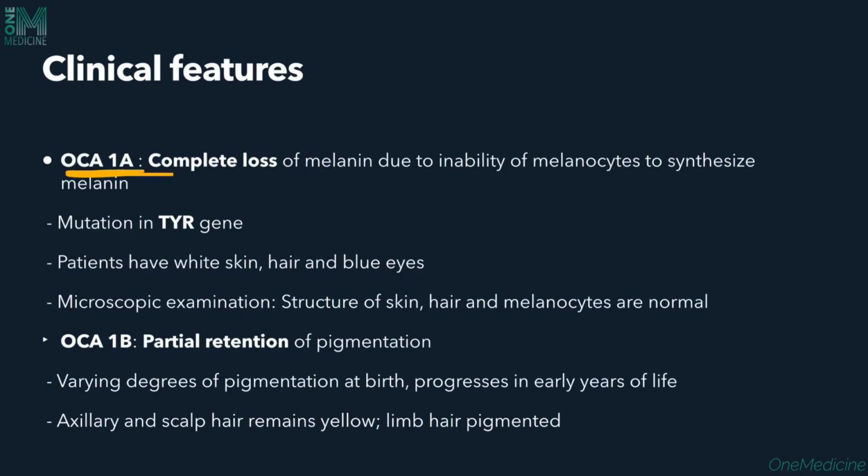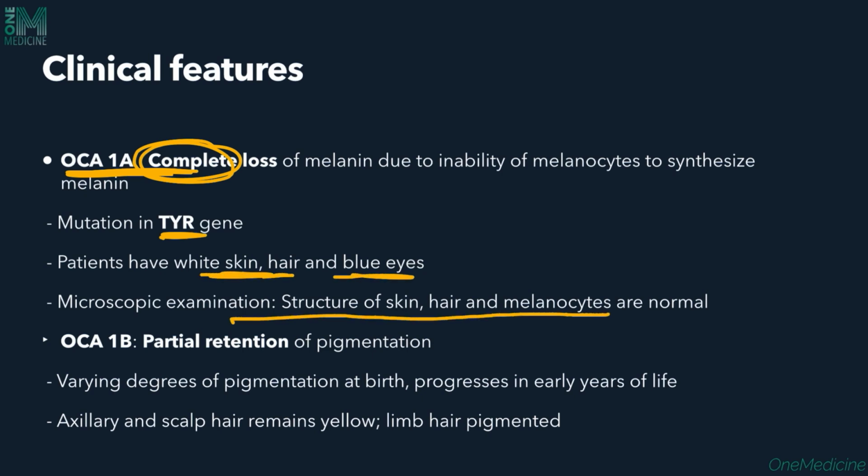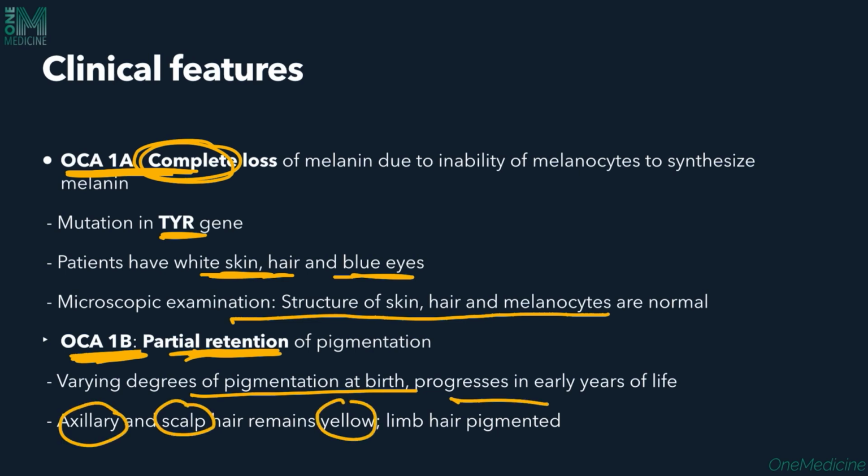In oculocutaneous albinism type 1, there is complete loss of pigmentation. The TYR gene is involved here. The patient will have white hair, white skin and blue eyes because of loss of pigmentation, but the structure would be normal. In type 1B, there is partial retention of pigmentation, with varying degrees of pigmentation progressing. Axillary and scalp hair would be yellow in color, and the limbs would be normally pigmented.